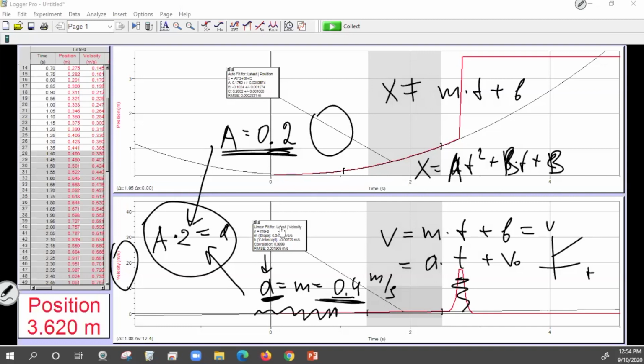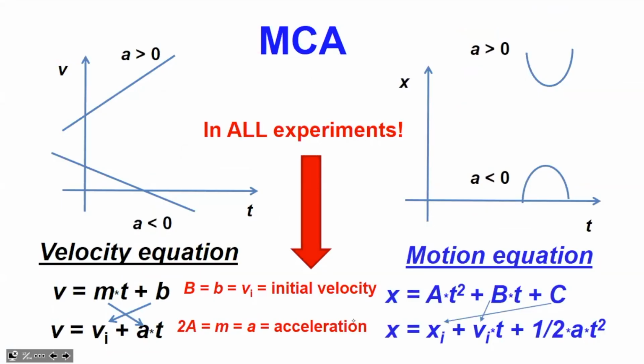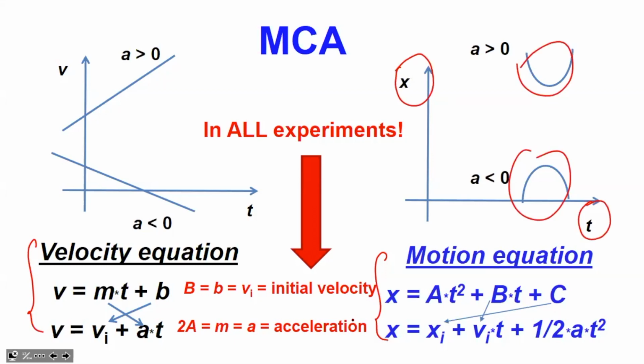So the only time that is important is this time when the cart was actually moving on the track. And for this situation, we can always use these equations. The equations on the left represent the velocity equation. The equations on the right represent the motion equation. It's a quadratic function. The graph for position as a function of time is a parabola. Technically, now you know everything about motion with constant acceleration.